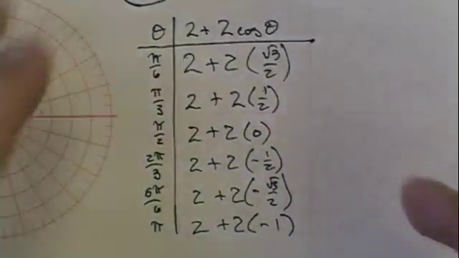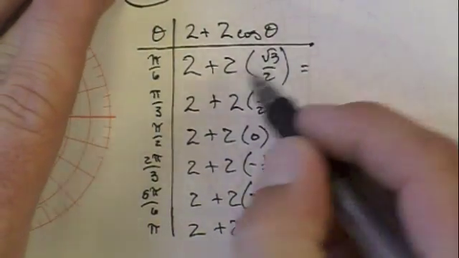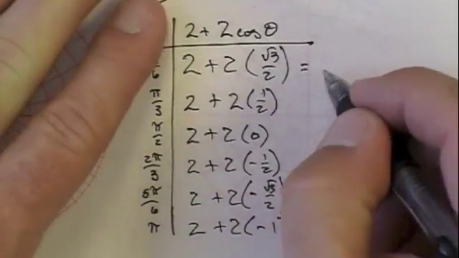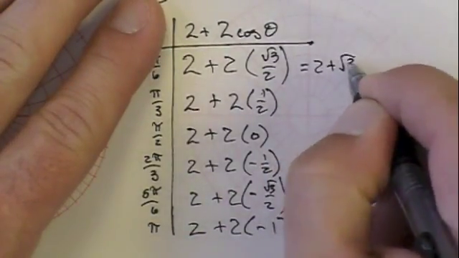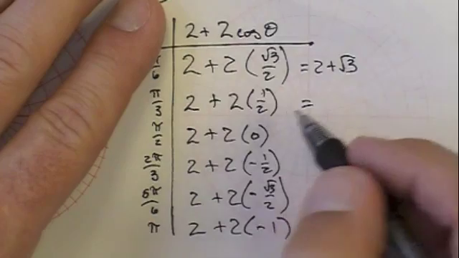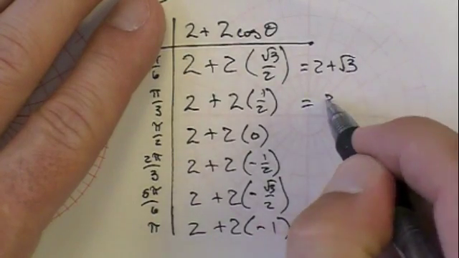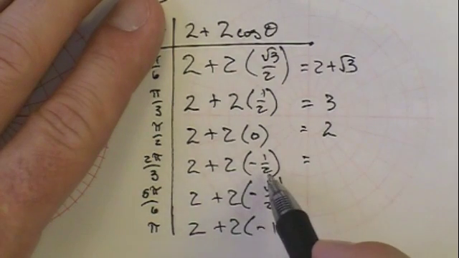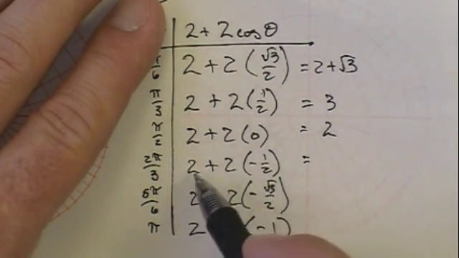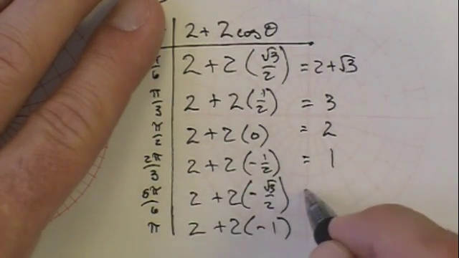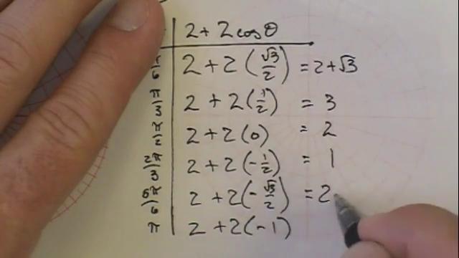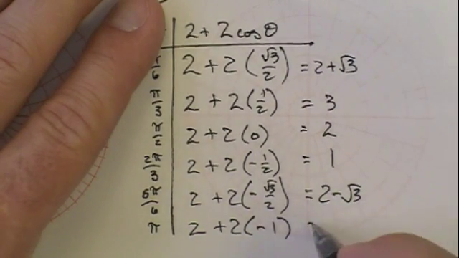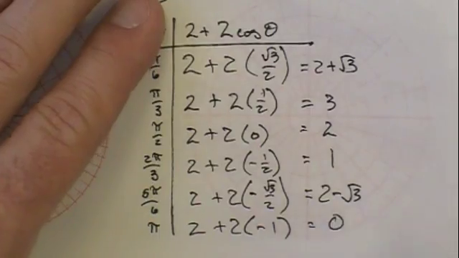So what we've done now is we're finding these values. When I multiply this out, this is going to be 2 plus the square root of 3. Here this is going to be equal to 3. This is equal to 2. See, 2 times 1/2, that gives us a negative 1, so 2 minus 1 is 1. Here we're going to end up with 2 minus the square root of 3. And then here we end up with 0.